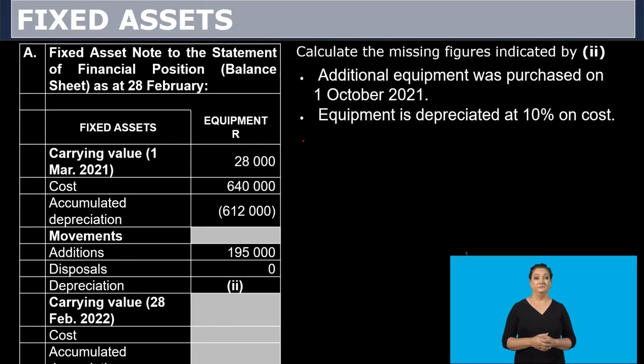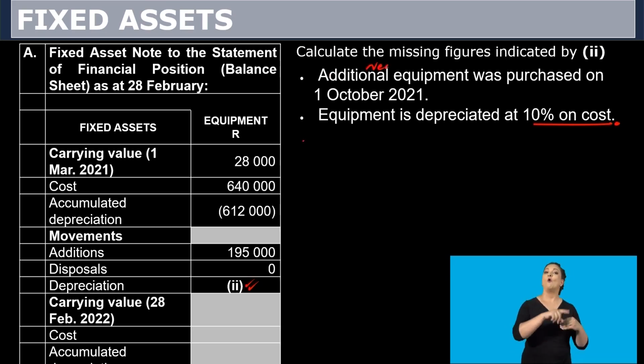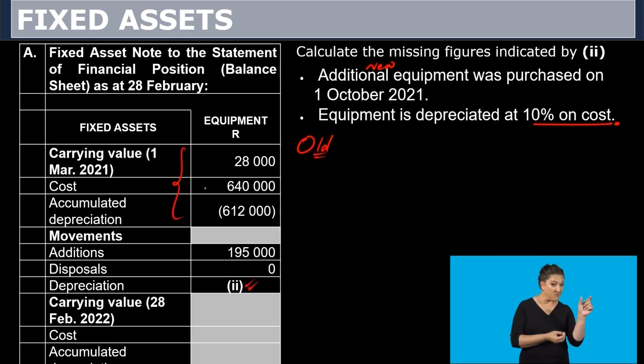With me here, I am going to calculate depreciation, which is number 2. I'm told additional equipment was purchased on 1 October and equipment is depreciated at 10% on cost. So, once I hear additional, that means that becomes my new asset. So I must have the old assets. The old is what I will be having right from the beginning. And the old one has a cost, which is 640,000. That is my old assets.